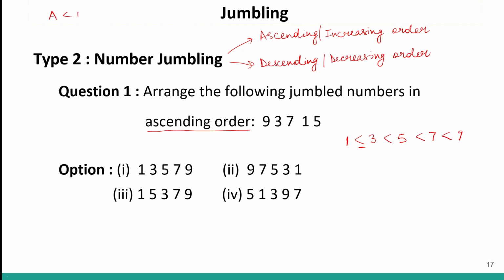This symbol means A is smaller than B. Similarly, this symbol means A is greater than or bigger than B. Okay? So I can write it like this in ascending order. So my correct answer will be 1, 3, 5, 7, 9, which is option number 1. So option number 1 will be your correct answer.